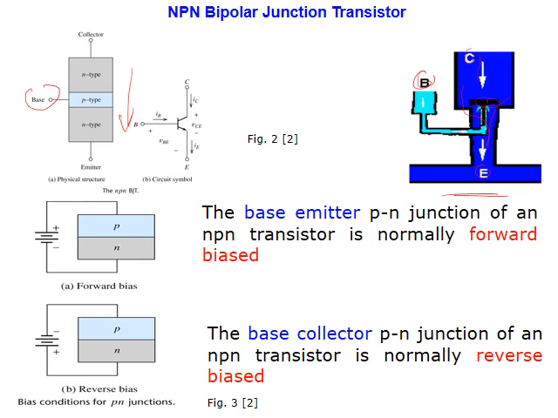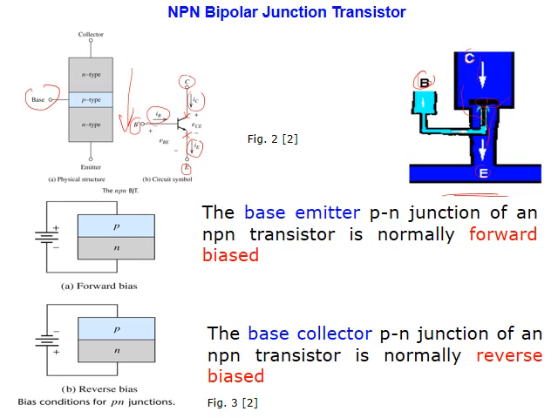Now this is the symbol for NPN. This is the base, this is the collector, this is the emitter. I emitter flows through the emitter, I collector through the collector, I base through the base, and the voltage between this point and this point is V collector emitter.